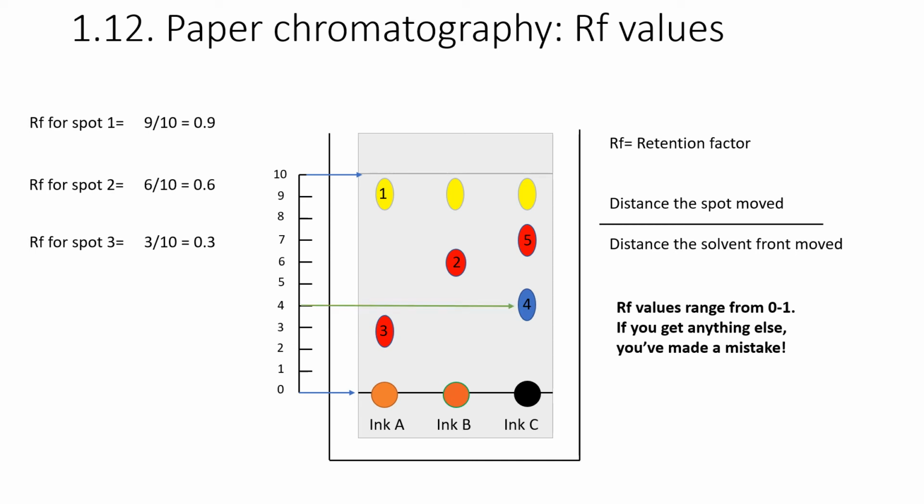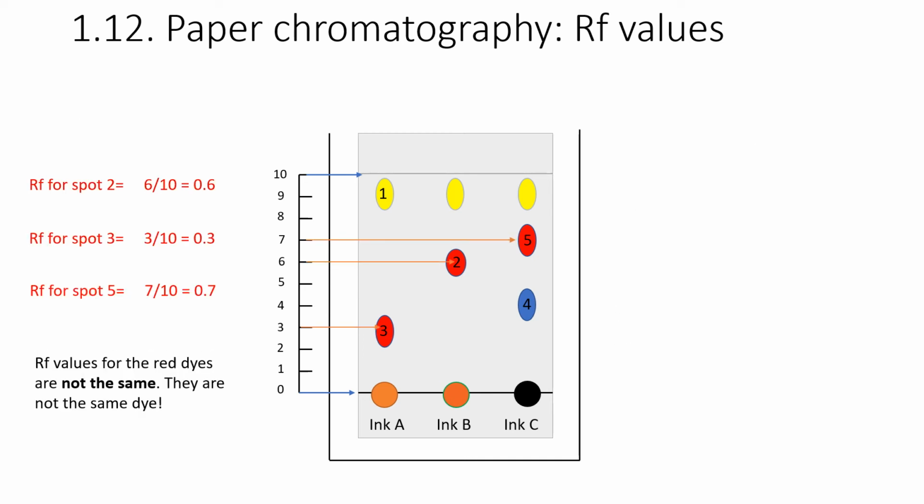Spot 4 has moved 4 centimeters, has an RF value of 0.4, and spot 5 has moved 7 centimeters and therefore has an RF value of 0.7. Now we've calculated our RF values, we can put them to use. As you can see, there are 3 red spots on this diagram. However, we can show unequivocally that since they have different RF values, they can't be the same dye. There must be 3 different red dyes.